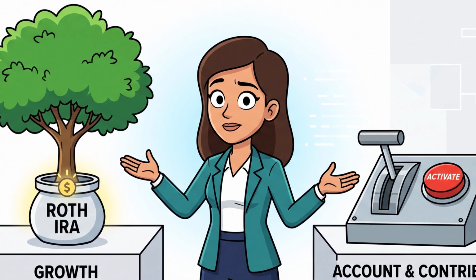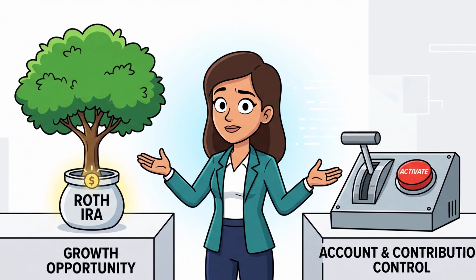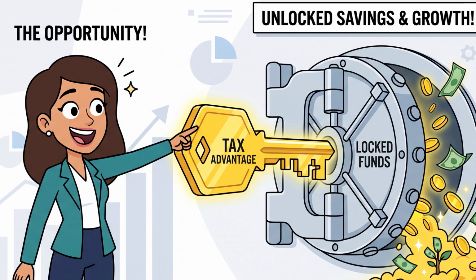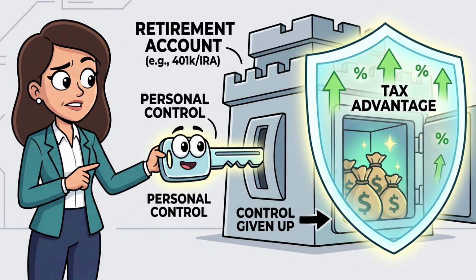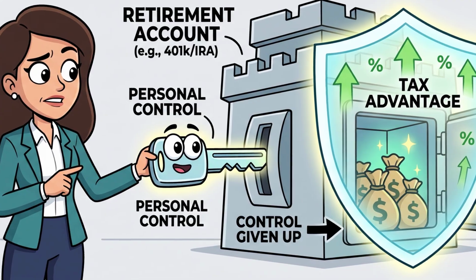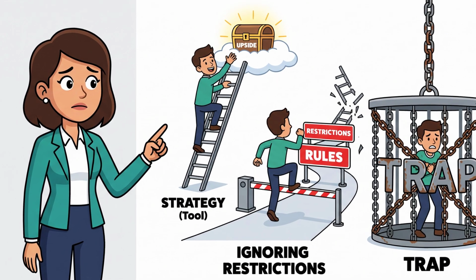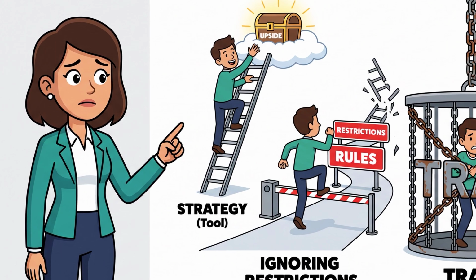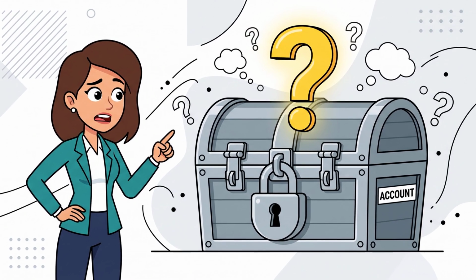A useful way to understand the undo button, how to reverse a Roth IRA mistake legally, is to separate opportunity from control. The opportunity is the tax advantage, the legal structure, or the extra flexibility the rule creates. The control is what you must give up to keep that advantage intact. Inside retirement accounts, you often gain tax treatment by accepting restrictions on access, timing, ownership, documentation, or personal benefit. When someone focuses only on the upside and ignores the restrictions, the strategy stops being a tool and becomes a trap.